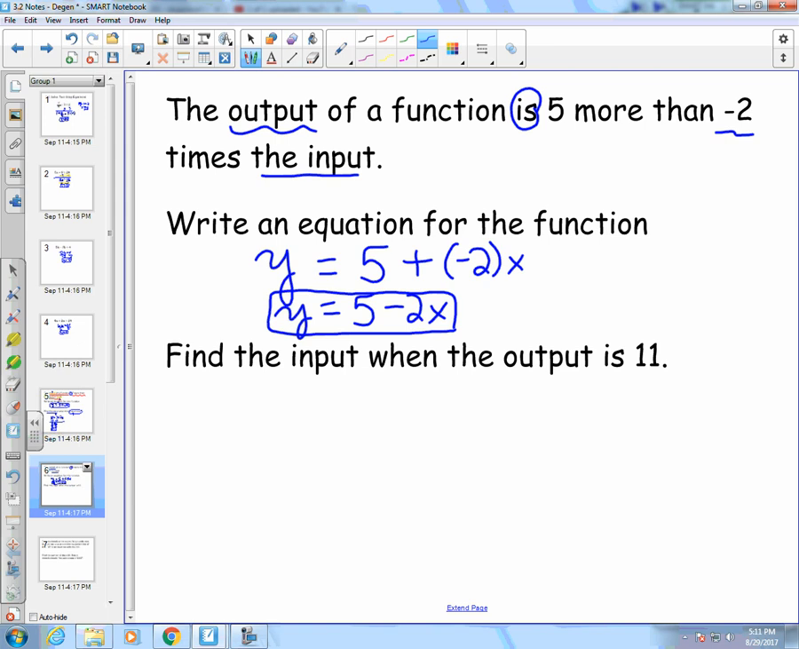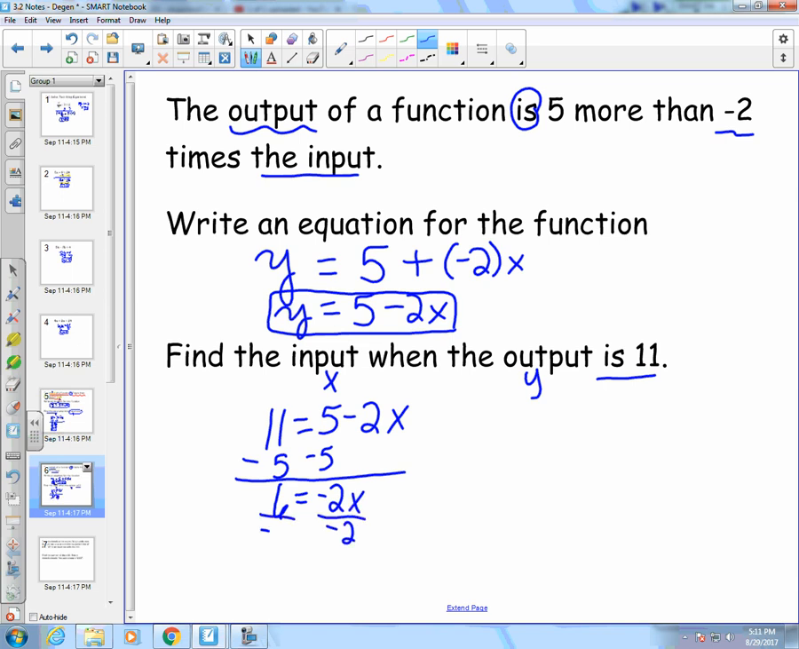Now, find the input when the output is 11. Remember, input is x, output is y, so we're going to write down 11 equals 5 minus 2x and start solving the two-step equation. Subtract 5 on both sides, have 6 equals negative 2x, divide by negative 2 on both sides, and have x equal to negative 3. You have your equation, you have your final answer for what x is when you know what y is.